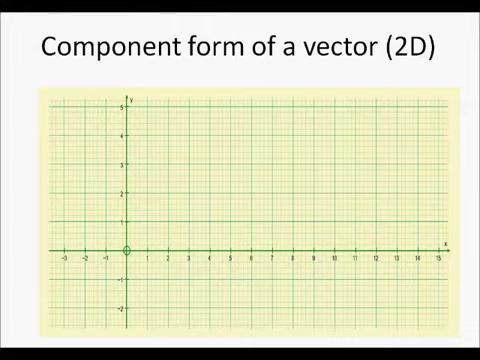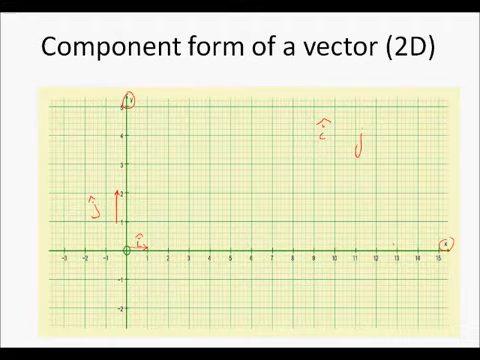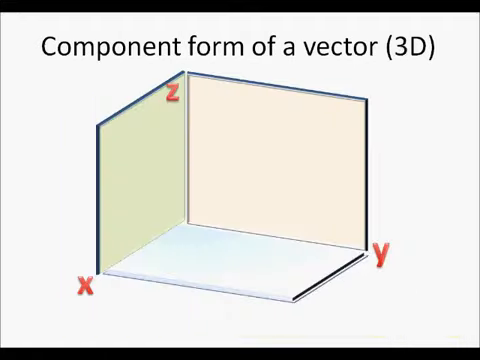This is the x-axis and this is the y-axis. A unit vector along the x-axis, in the direction of the x-axis, is called vector i. And a unit vector along the y-axis, which is vertically upwards, is vector j. So i is the unit vector component along the x-axis, and j is the unit vector component along the y-axis. Okay, the same thing applies for 3 dimensions.